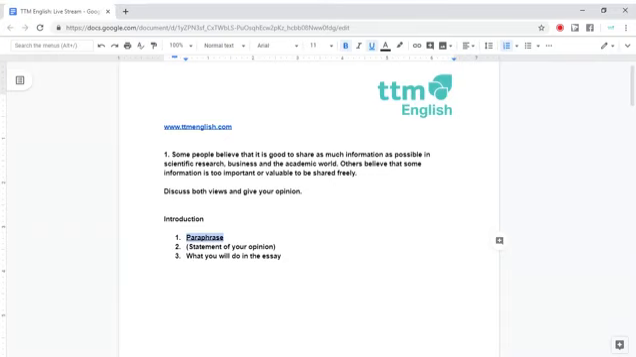I think one of the number one mistakes that people make is they take the part of the question that they want to paraphrase. Let's take, for example, this sentence here: Some people believe that it is good to share as much information as possible in scientific research, business, and the academic world. They think, right, I've got to paraphrase this. I know what I'll do. I'll try and think of a synonym for every single word. I'll try and think of a synonym for academic, for business, and research and scientific as well. I'll try and think of a synonym for information. I'll try and think of a synonym for share, right?